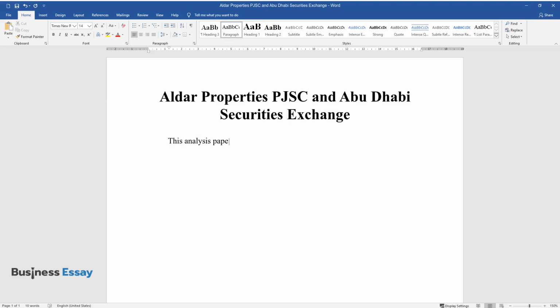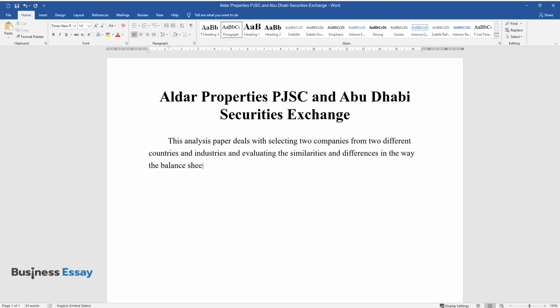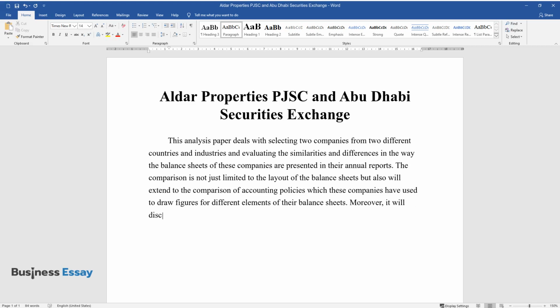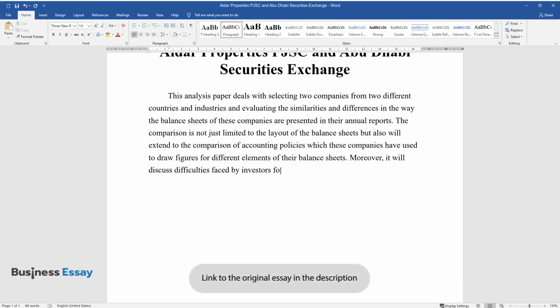This analysis paper deals with selecting two companies from two different countries and industries and evaluating the similarities and differences in the way the balance sheets of these companies are presented in their annual reports. The comparison is not just limited to the layout of the balance sheets but also will extend to the comparison of accounting policies which these companies have used to draw figures for different elements of their balance sheets. Moreover, it will discuss difficulties faced by investors for their investment decisions related to these companies.